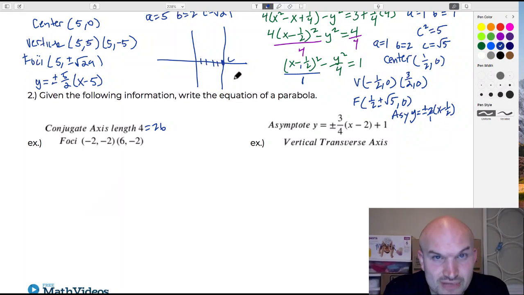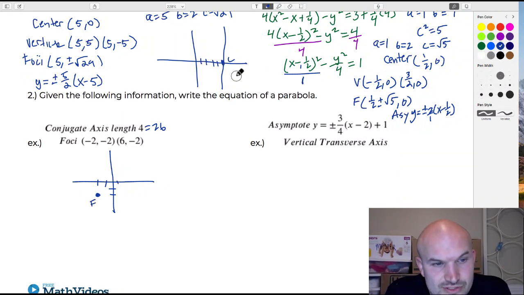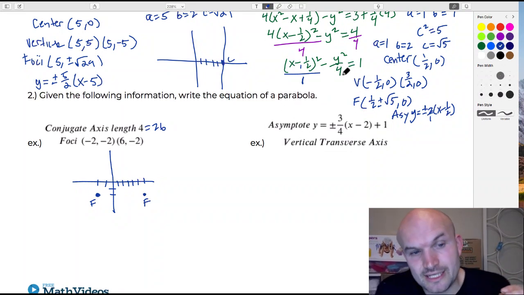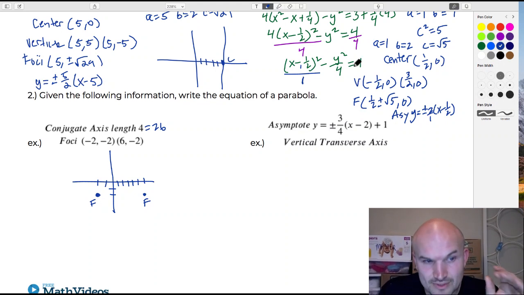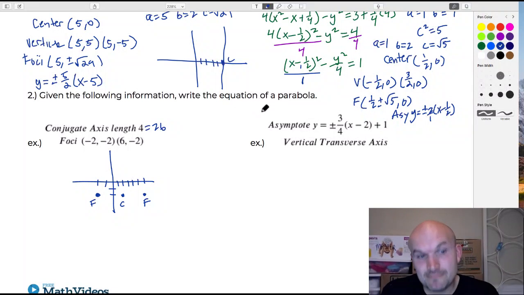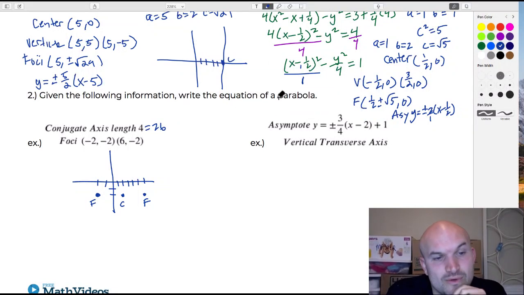So what I tell my students is plot the points. So let's plot -2, -2. That's 1 focus. 6, 1, 2, 3, 4, 5, 6, -2, the other focus. So automatically right here, we know that the transverse axis is horizontal. We also know that the center is going to be the midpoint between my 2 foci. We know the distance between the center and the foci is going to be 1, 2, 3, 4. So we could say c is equal to 4.